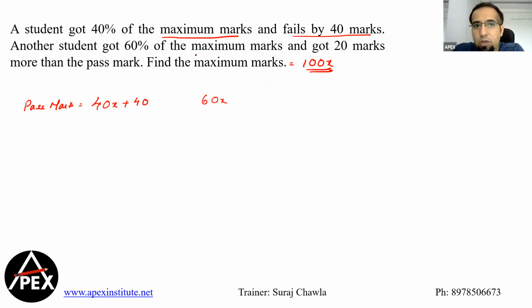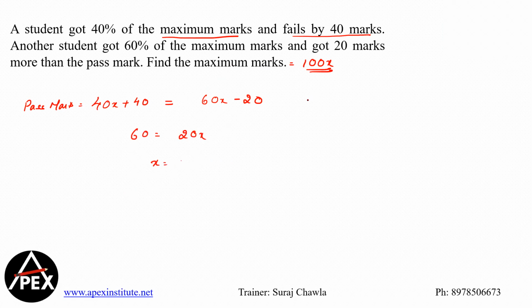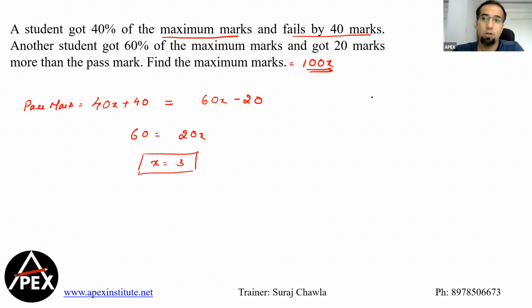Similarly, the other guy got 60% of maximum marks. That means the other guy got 60x and he got 20 marks more than the pass marks, which means if I subtract 20 from here, I will get my pass marks, right? So if you look at it this way, both of them are indicating your pass marks. So this becomes your answer. If you transpose your values, what do you get? You get 60 is equal to 20x, or we get the value of x is equal to 3. Clear? If the value of x is equal to 3, the value of 100x would be 100 into 3. That's going to be 300.